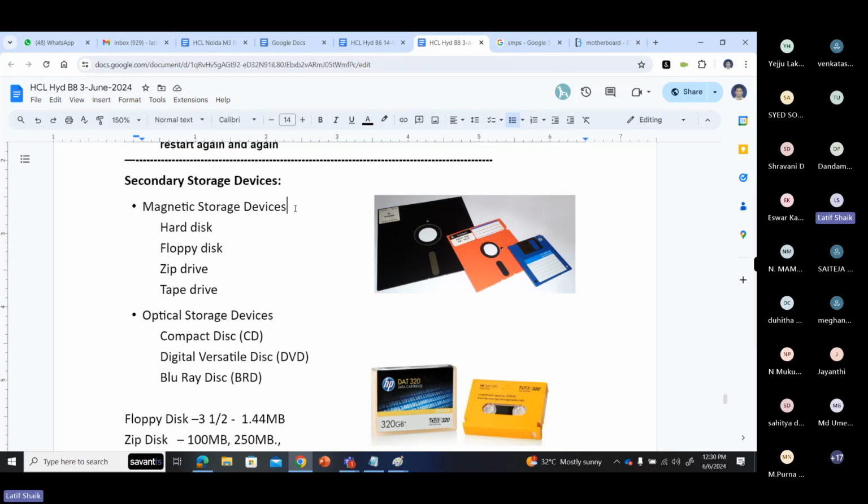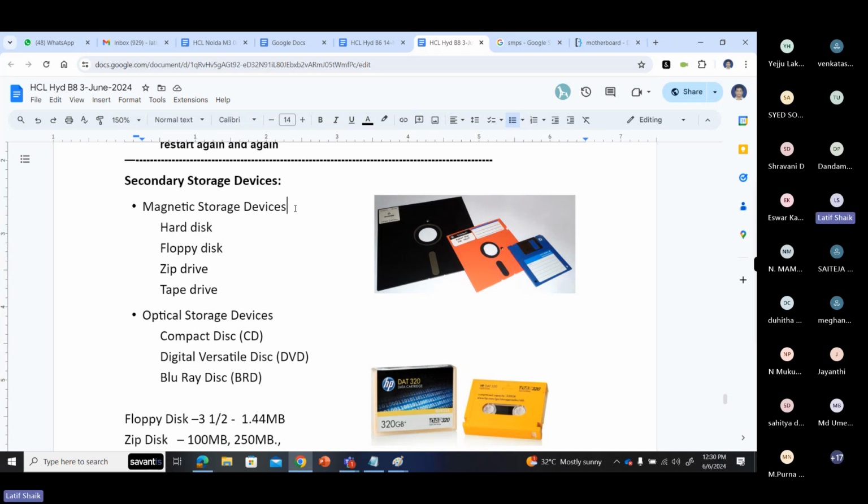Here it is split into two parts right now. One is magnetic, another one is optical. Of course, now there is NAND memory also, so we have to put it in three parts: magnetic, optical, and NAND type memories. What are NAND type memories? Your pendrives, SD cards, and SSDs. SSDs are NAND type memories only. But these are the traditional ones.